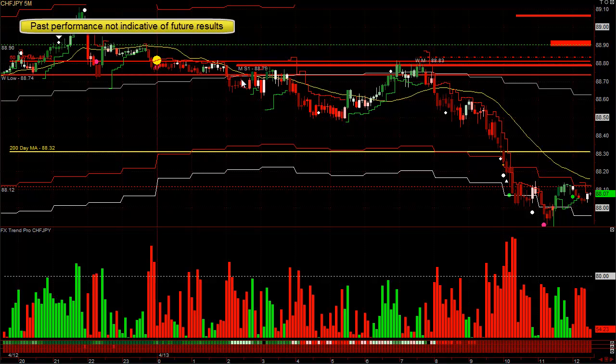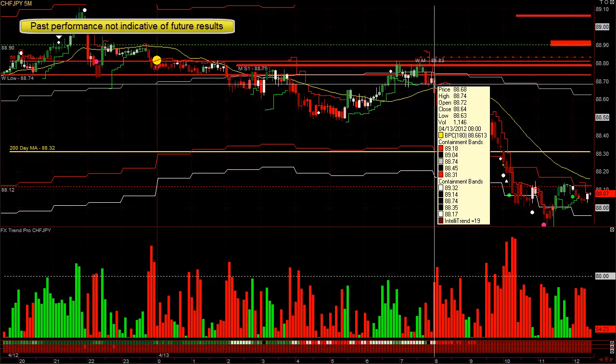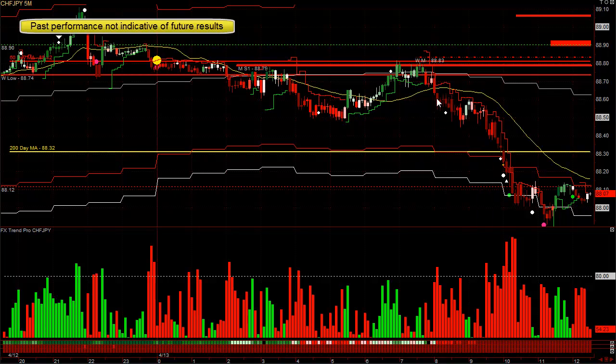And usually when currencies are underneath the hourly, they're more likely to go down. When they're above the hourly moving average, more likely to go up. You can see the daily trend shifted down here, and then also down again at 8 o'clock right here, it shifted down, 8:05 right here, and that trend continued.